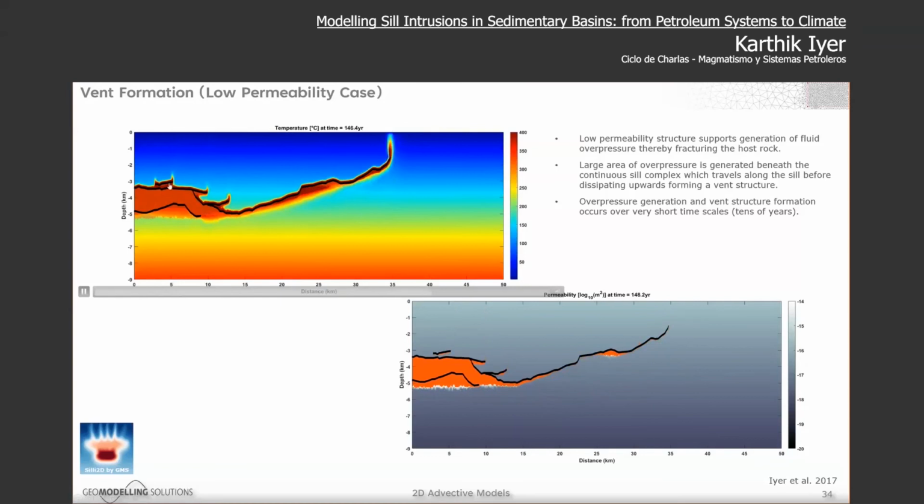In this case, the smaller sills don't have access to much of the overpressure. Most of it is contained below this large sill structure here that comprises the main sill and is concentrated at the main tip. And what we end up with here is a single big vent, at least at the main sill tip, which matches the seismics.